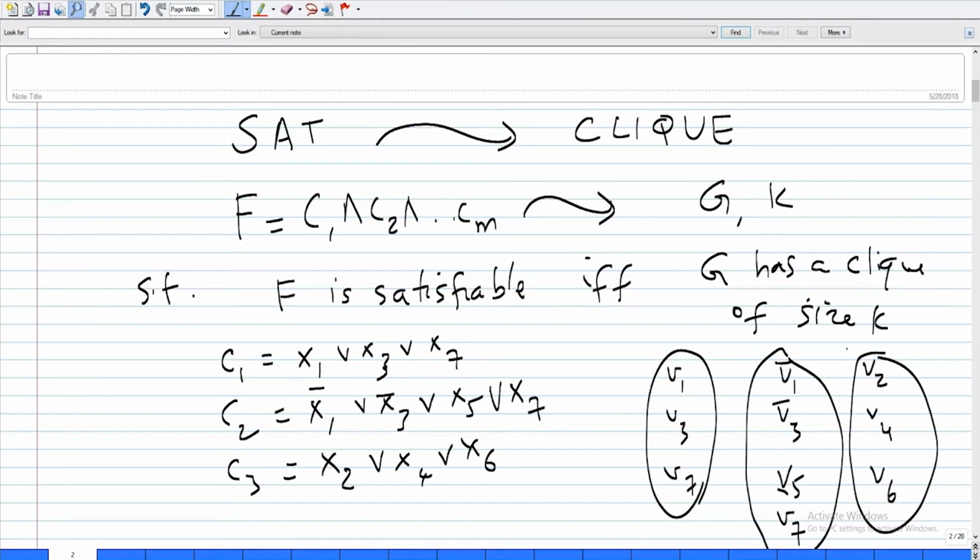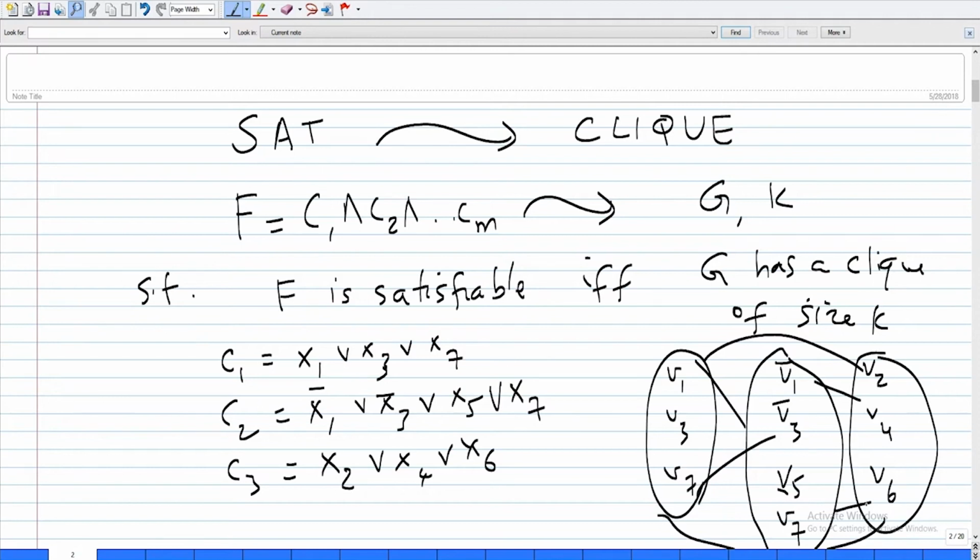And for the moment, let's say that there are no edges within each set. So, if there are m clauses here, I have made m sets of vertices. Each set is the set of variables appearing in that clause. Now, let's say there are no edges within each set and there are all edges across sets, between every pair of vertices. So, I am drawing all edges across and this is my graph.